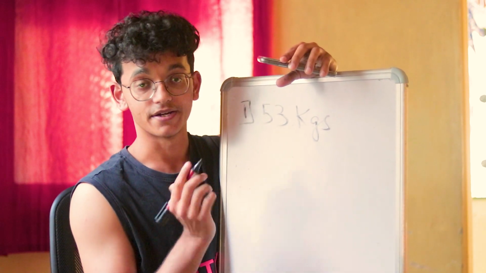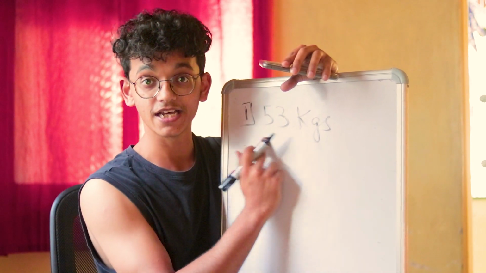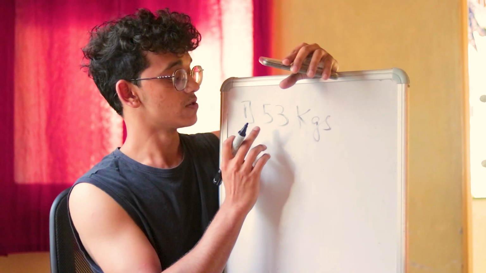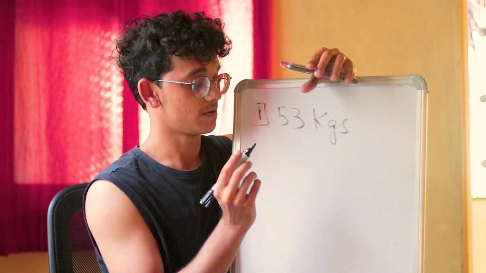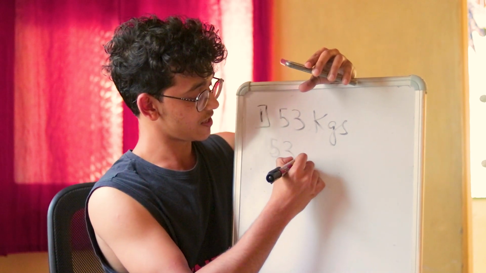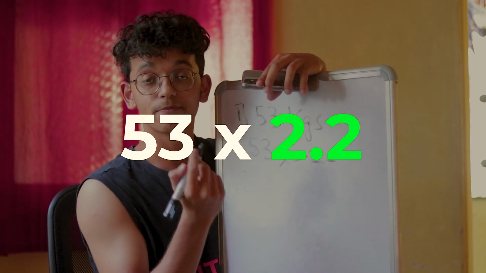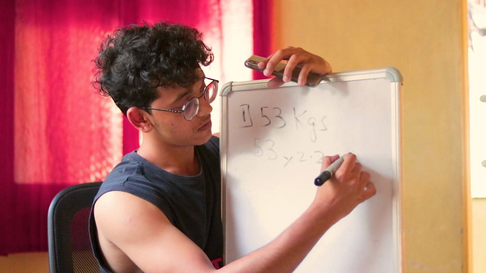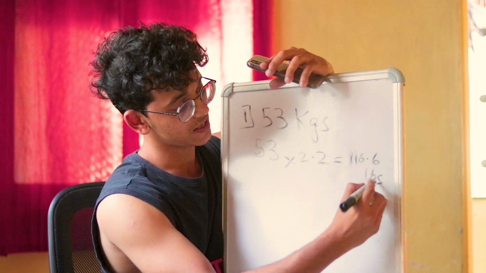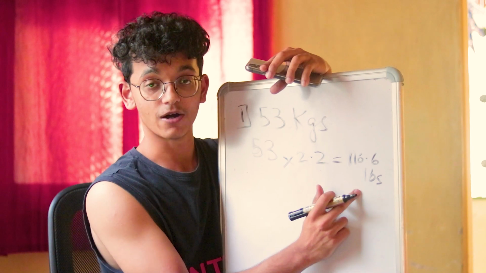So how did I calculate it? What I did was, first I converted my weight in kg into pounds, not into grams. You can do it online, or the basic simple formula I use is 53 times 2.2, which becomes somewhere around 116.6 lbs, that is pounds. So this is what I weighed in pounds.